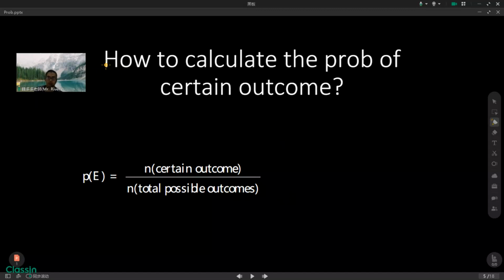Here comes the most important thing. How do we calculate the probability of a certain outcome? This sign means probability. The probability of a certain event is found by taking the number of a certain outcome and dividing by the number of total possible outcomes. What does that mean? Let's move to a real example.